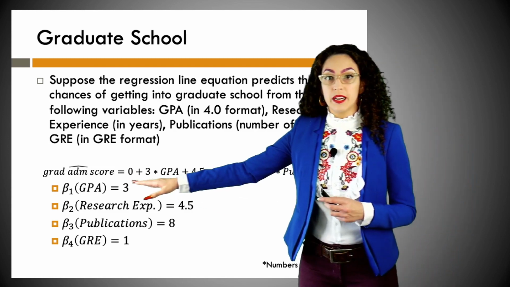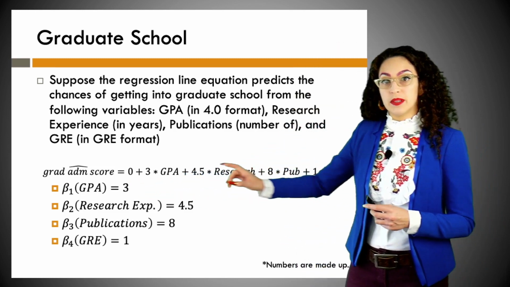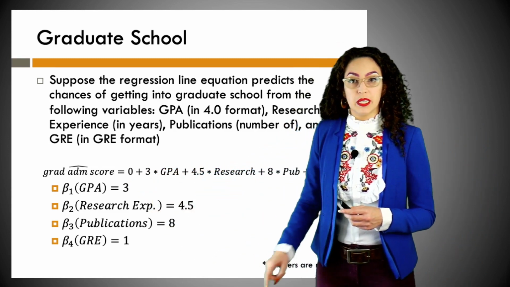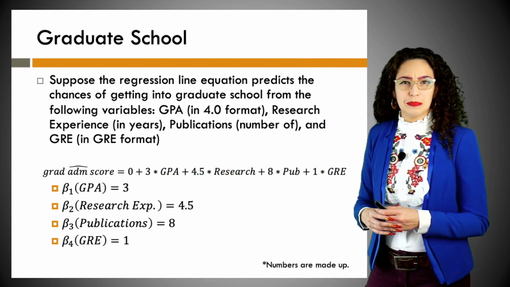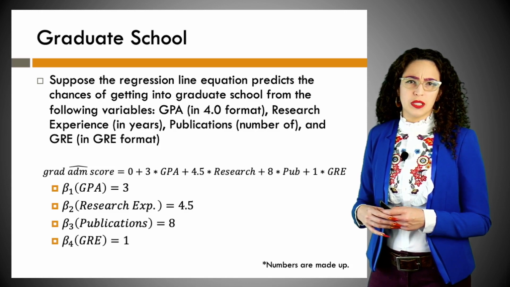So here is our entire regression line, and the intercept I'm going to say is 0, because if you don't have any of these things, I don't think you could get into grad school. Maybe. I don't know, maybe. Maybe those exceptional savant kids.